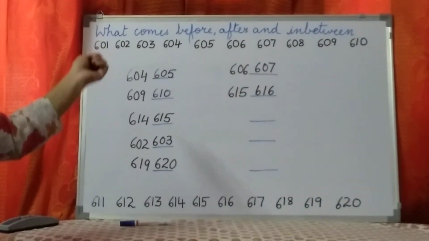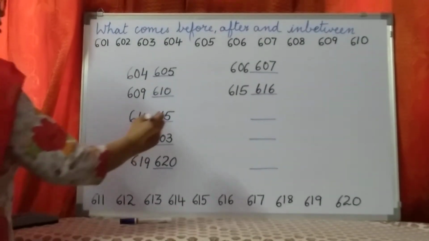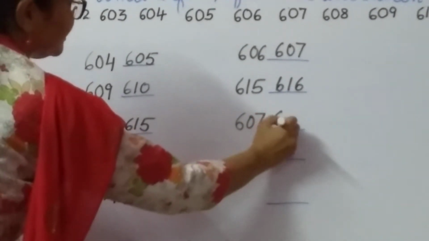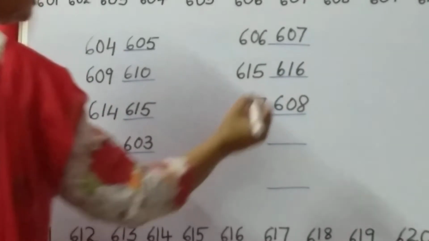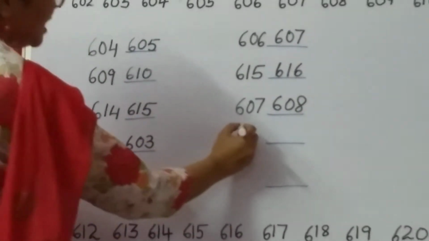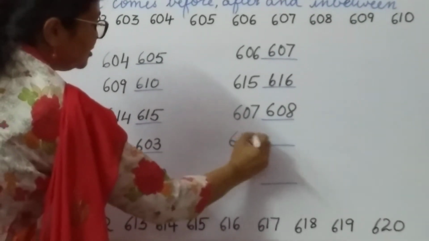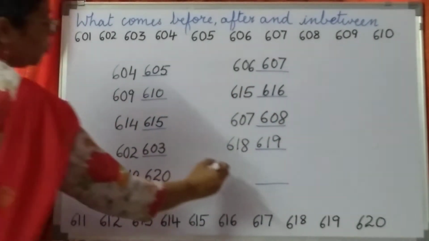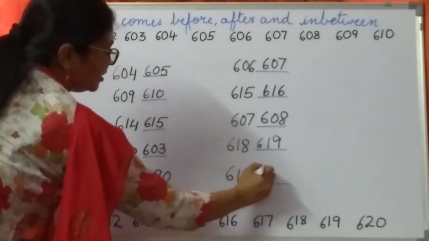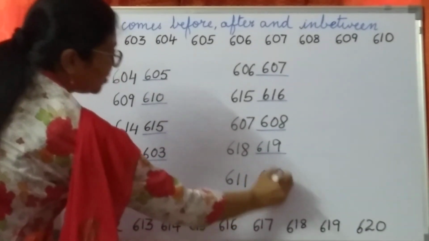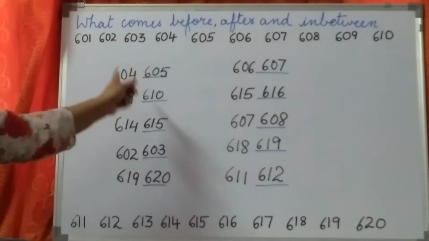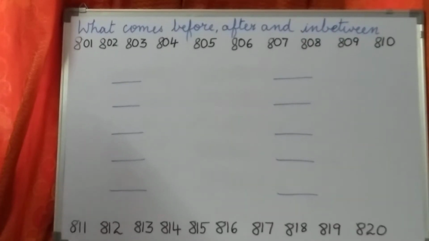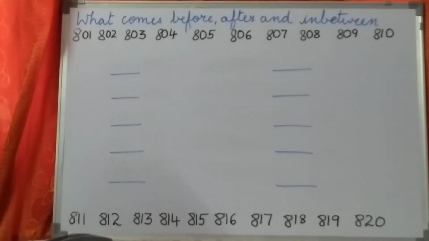This is how you will do what comes after. What comes after 607? 608. What comes after 618? 619. And what comes after 611? 612. This is how you will do what comes after. What comes in between. Okay.